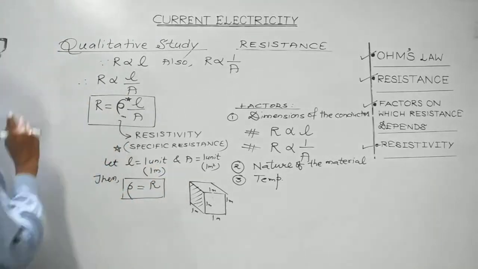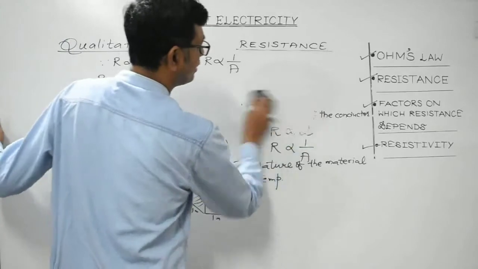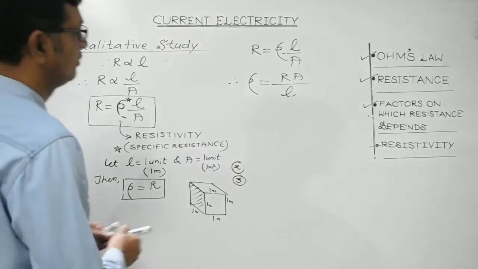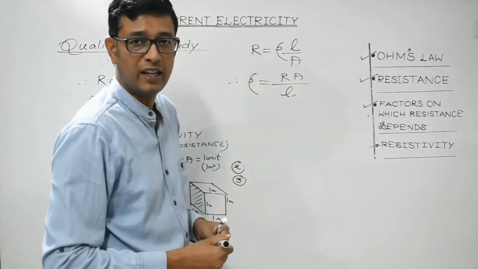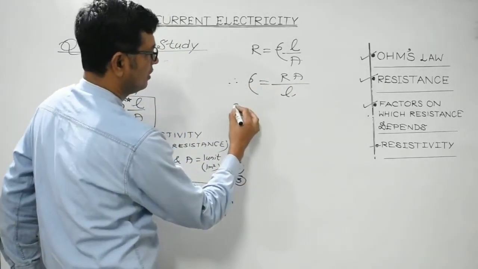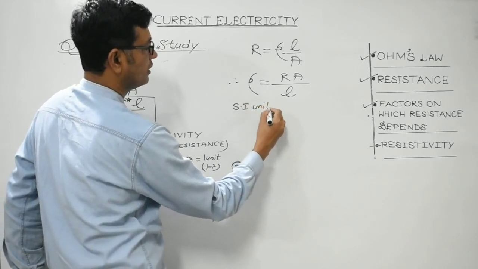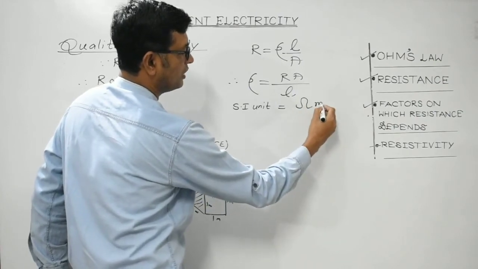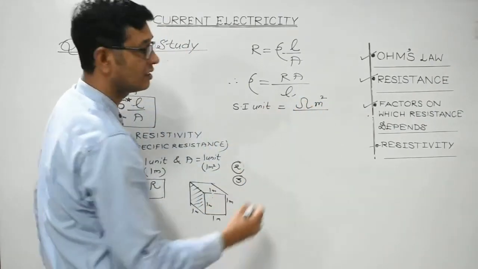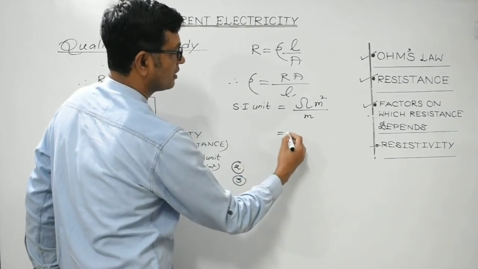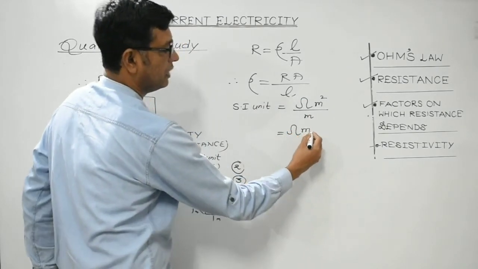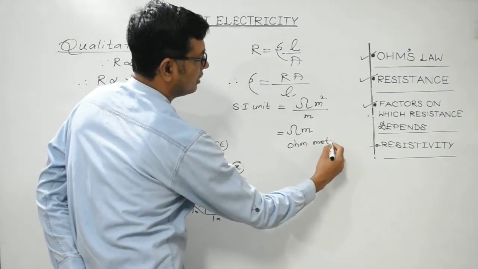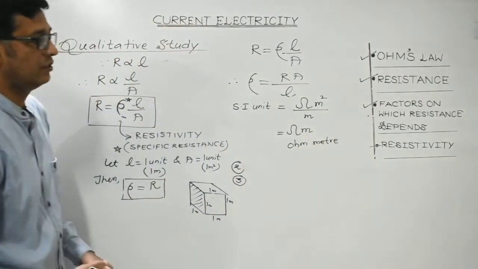So let's discuss its SI unit now. So the formula for resistivity is rho equals RA by L. So SI unit of resistivity would be, SI unit of resistance is ohm, SI unit of area is meter square, and SI unit of length is meter. So what you get is SI unit of resistivity is ohm meter. So this is the SI unit of resistivity, which is ohm meter.